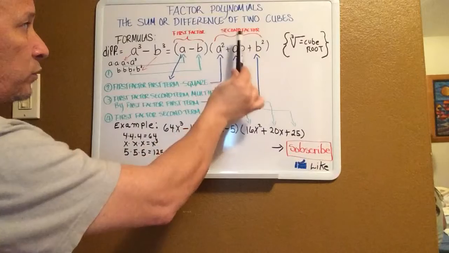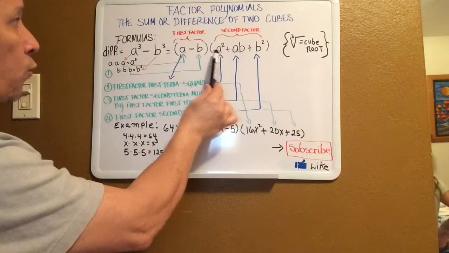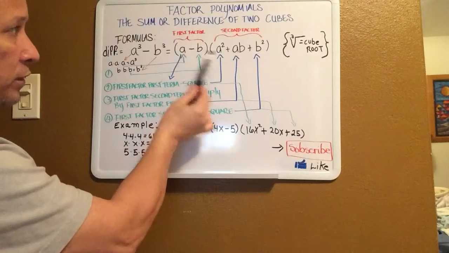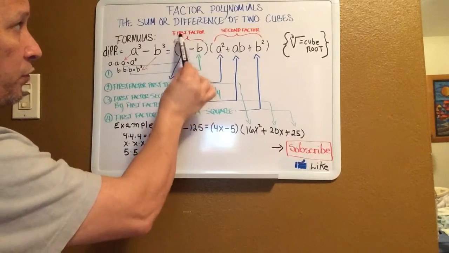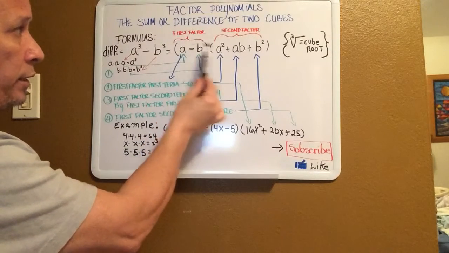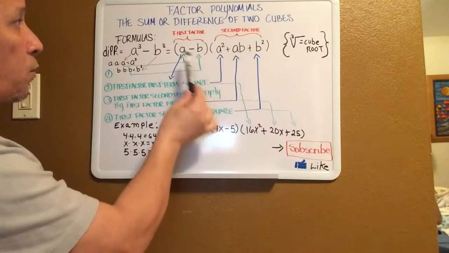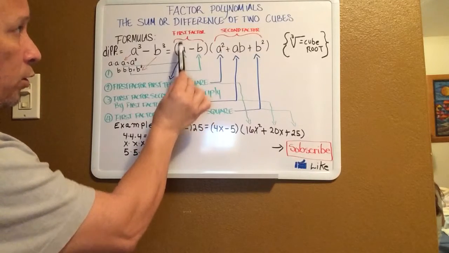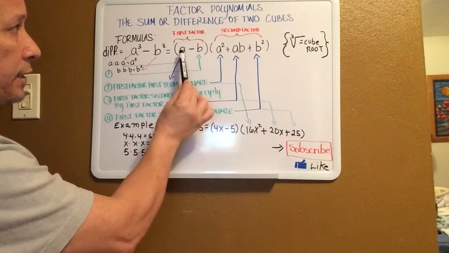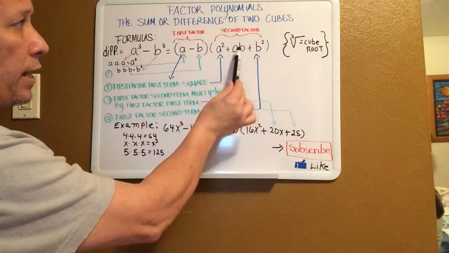To get our second factor, we have to follow this instruction. The first term of the second factor will be the square of the first term of the first factor. In this example, the first term of the first factor is the letter a, then a squared equals a squared. To get the second term of the second factor, multiply the first term of the first factor times the second term of the first factor. In this case, a and b. Multiply a and b together, and we get ab.